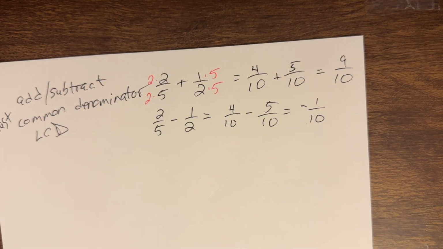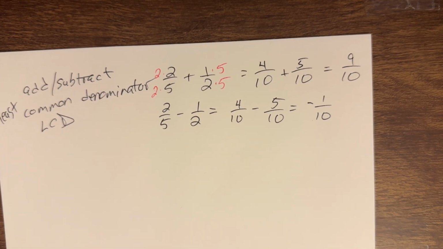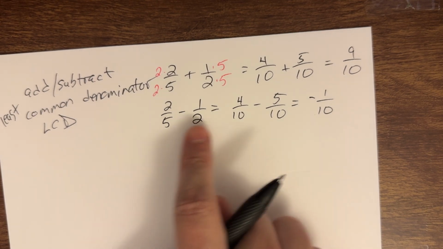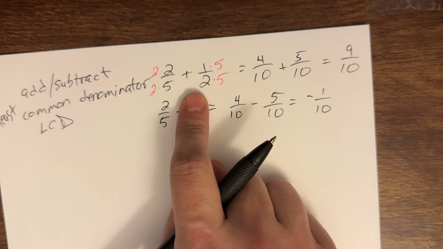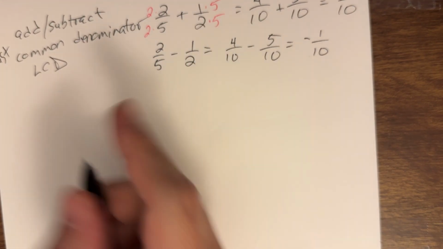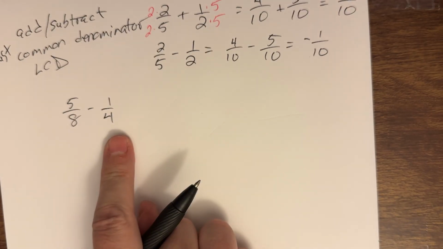But this is where, before we start getting to the rational expressions and sticking variables in here, let's come back and realize that getting that common denominator, sometimes it can be that simple. But let's look at a second example. If I had 5 over 8 minus 1 over 4.